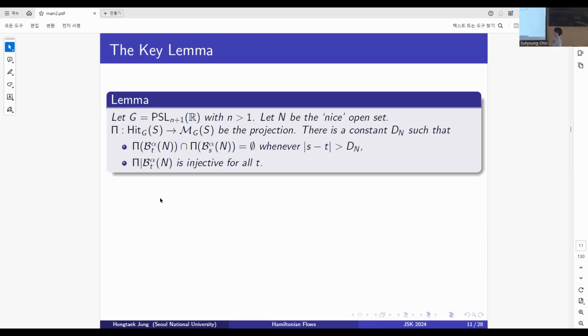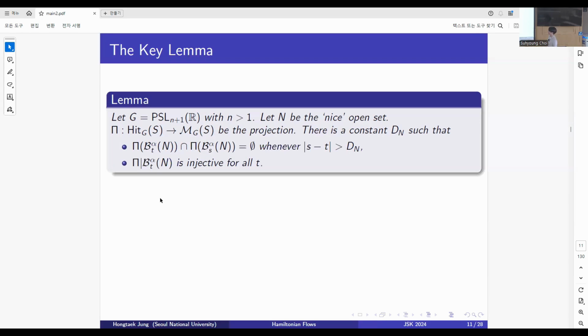The first condition tells us the following. We flow N by the bulging flow for time t, and we flow N by the bulging flow for time s, and we assume that the travel time difference is at least this constant d. Then we require that the image sets are disjoint at the level of moduli space. That's what we want to have.